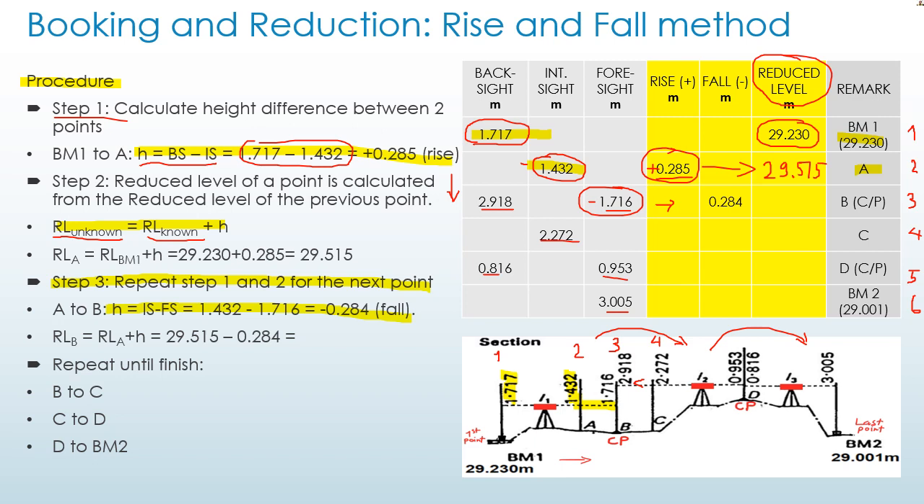It's a fall because the result is negative. So you put it here. So then the reduced level of point 3 or point B in this case, take the known elevation here minus the fall value. So then you are going to get the reduced level over here: 29.515 minus 0.284. So we write it down here.